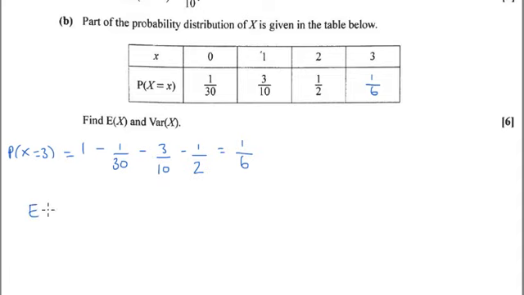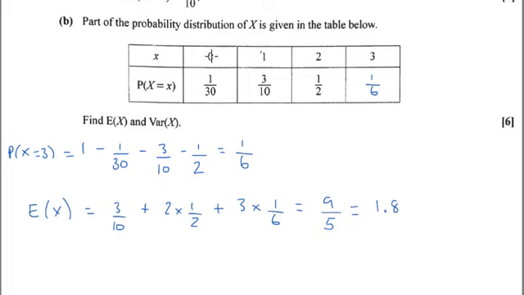So E of X is going to be 0 times 1 over 30, which is just 0, 1 times 3 over 10, which is 3 over 10, 2 times a half, and 3 times a sixth. So it's going to be 3 tenths plus 1 plus a half. 3 over 10 plus 1 plus a half. So that's 9 over 5. If you want that as a decimal, you could write 1.8.